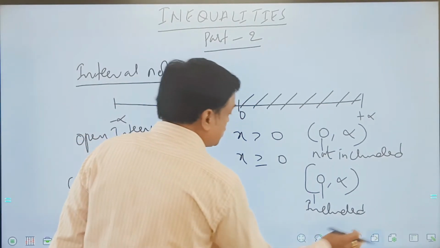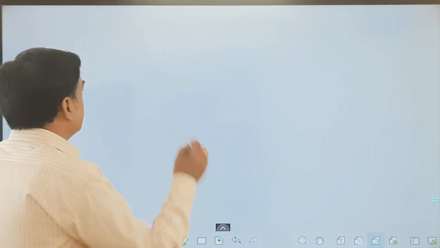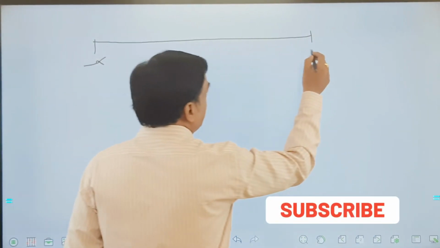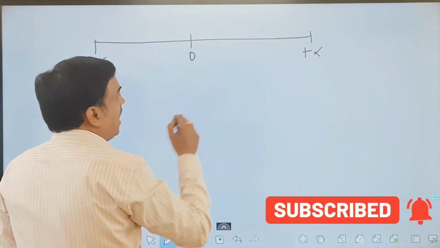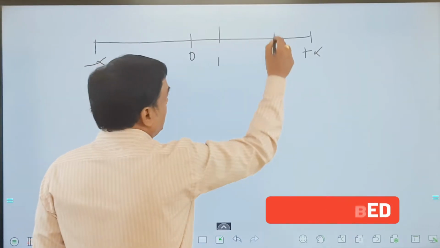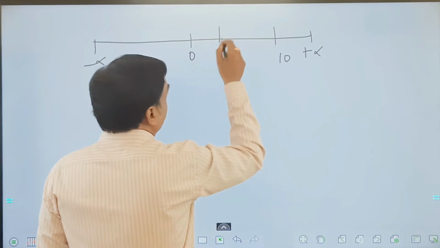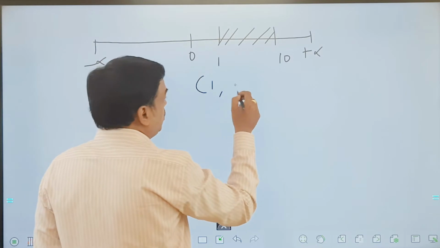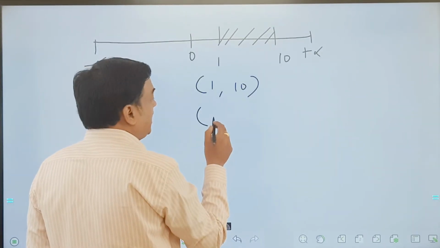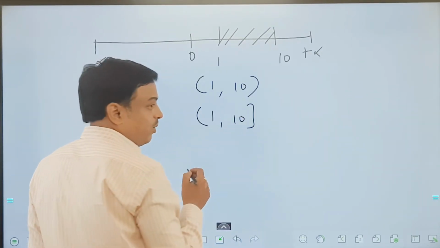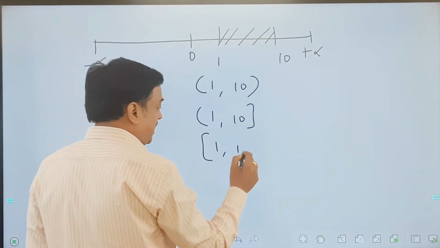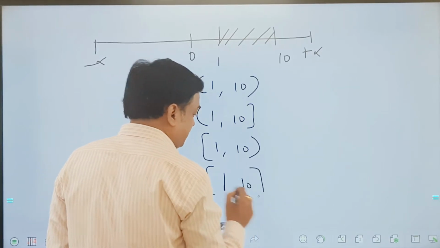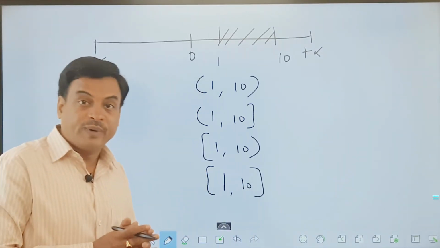Okay, a few more examples to understand this concept. Suppose I wish to say something like this. Minus infinity and plus infinity with 0, and I want to take the values from 1 to 10. Now there are different types here that we need to write. If I write 1 to 10 with close interval, what happens? And if I write 1 to 10 in the other ways, what exactly happens? See, these four are different ways of presentation.